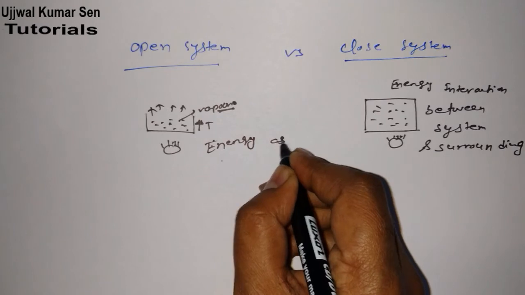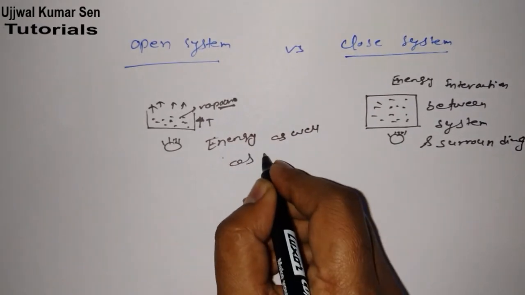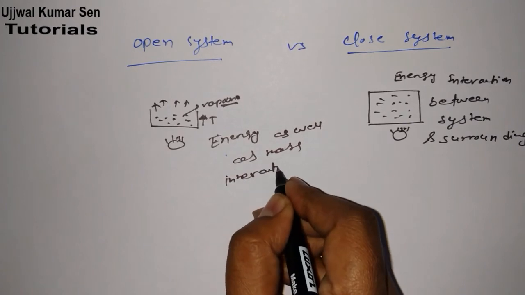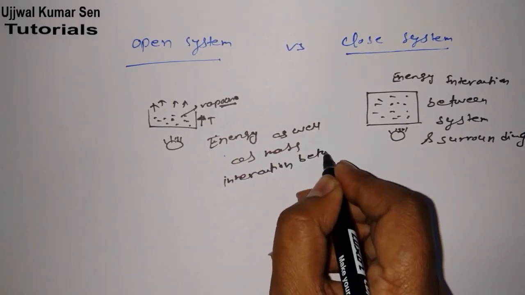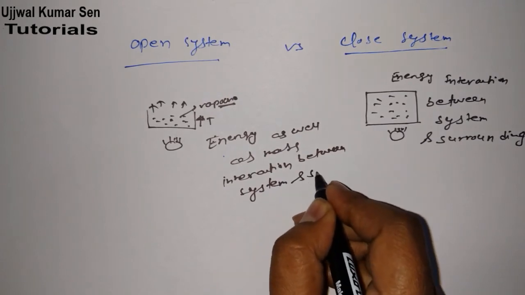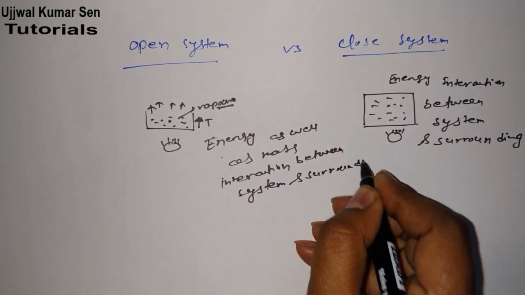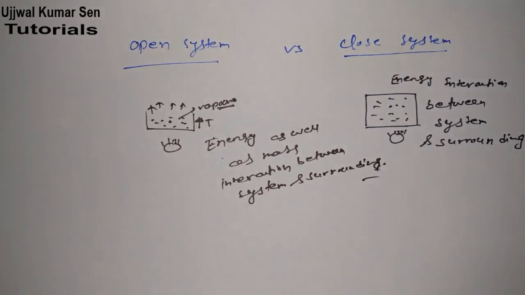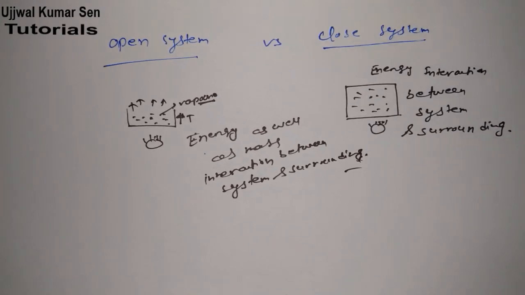as well as mass interaction between system and surrounding. I hope you understand this, right? So mass as well as energy interaction is going on in case of open system. In case of closed system, only energy interaction is going on. So this is the definition also.